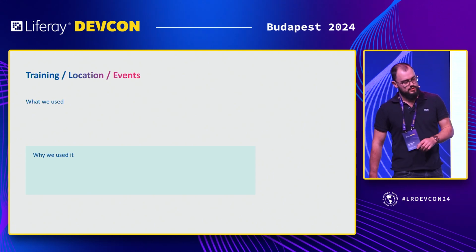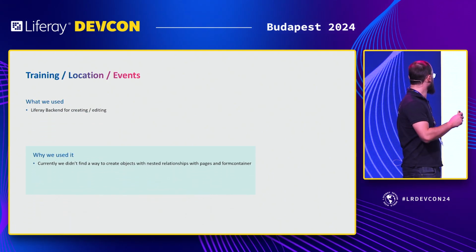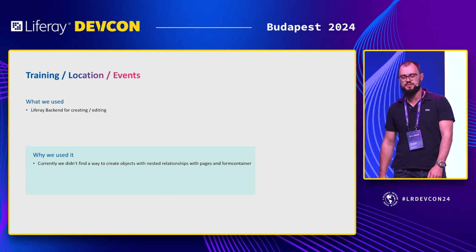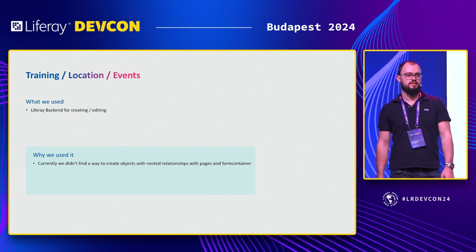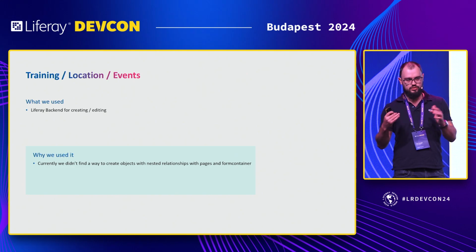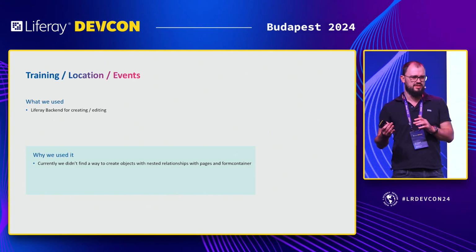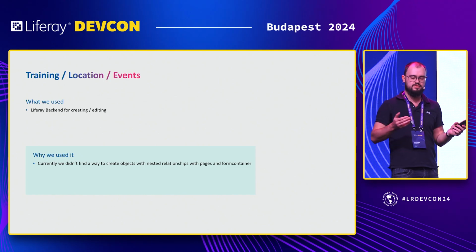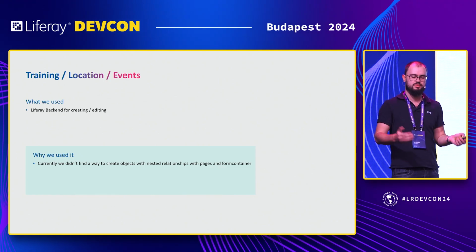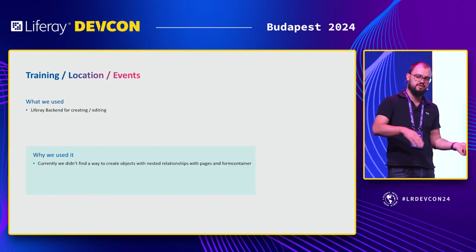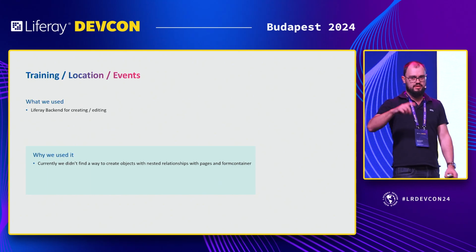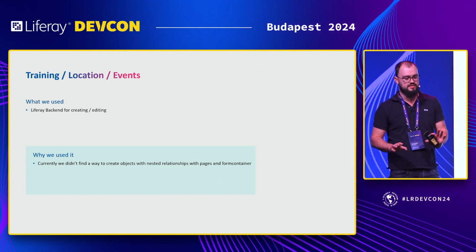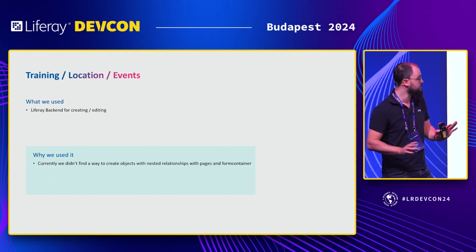So what we used, and what we don't use. In this case we used the Liferay backend and no display page template for creating objects because of these many relationships. There is currently not a nice way to create these objects with a good user experience on the display page template. You first have to create the first object, then the second one, and in the second one select the first created one. It's really not that straightforward without customization.